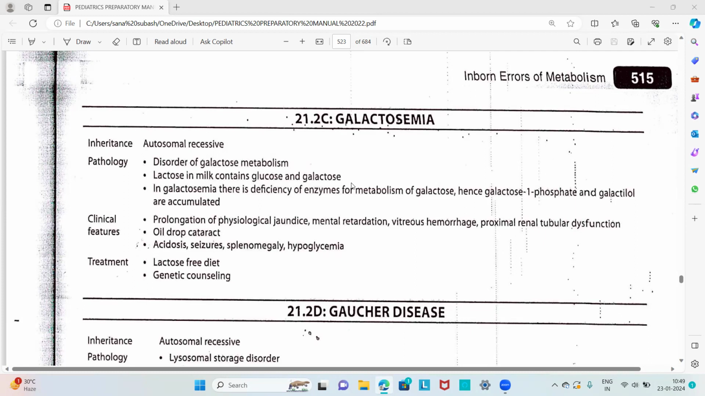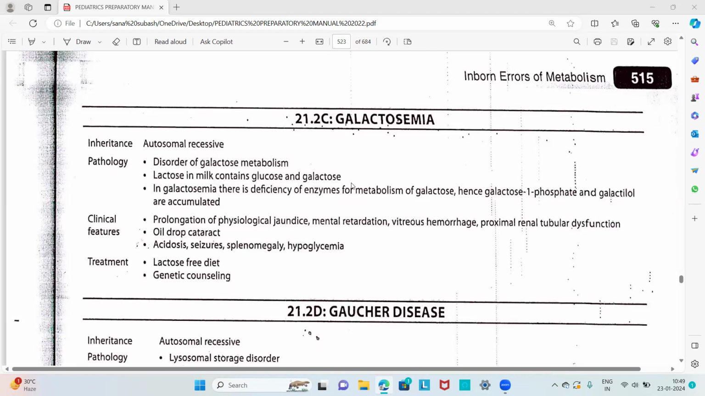So at birth, the patient is normal. Only by 3 to 4 days of breast milk or formula feeding, the life-threatening disease develops. The disease may present initially with indirect hyperbilirubinemia due to hemolysis, secondary to high levels of galactose 1 phosphate in the erythrocytes. Because of this accumulation of galactose 1 phosphate in erythrocytes, there will be hemolysis, leading to indirect hyperbilirubinemia in this patient.